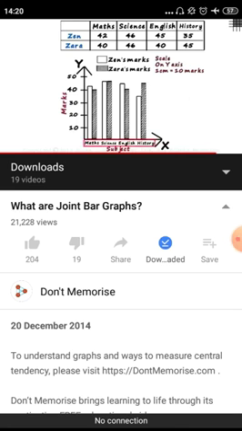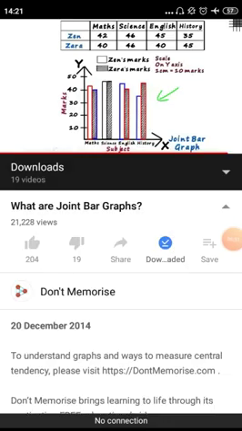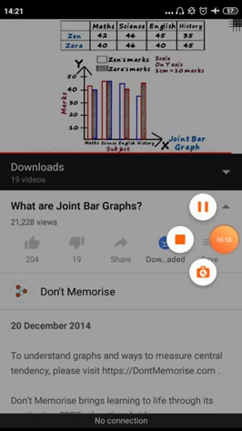In comparison with Zara, Zen has scored more in maths, less in history, more in English, and equal in science. This is called a joint bar graph. We represent two sets of data on one graph so that we can easily compare them.